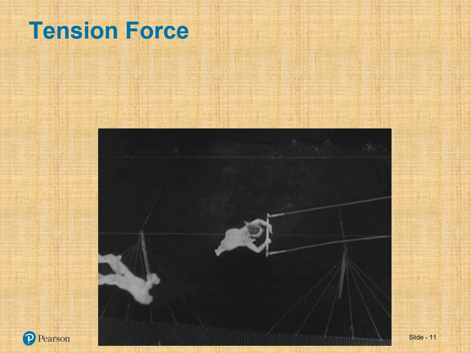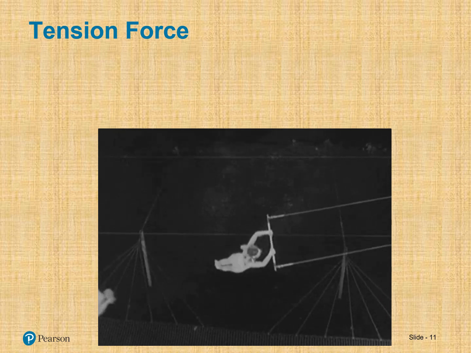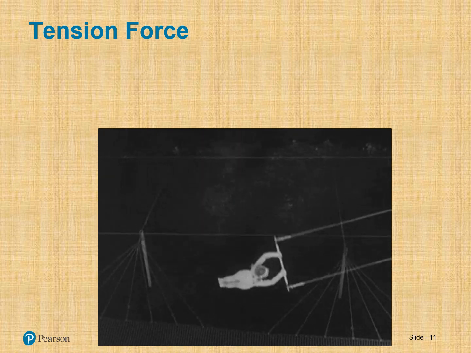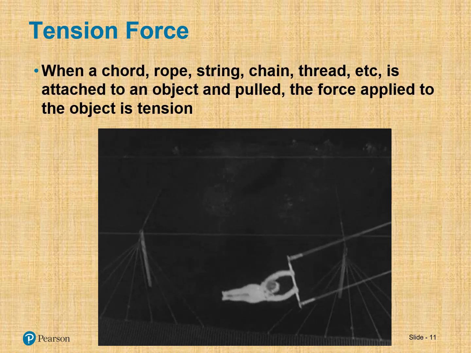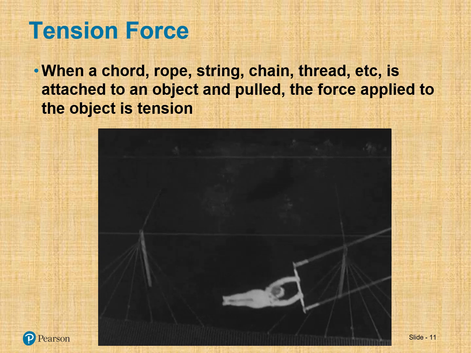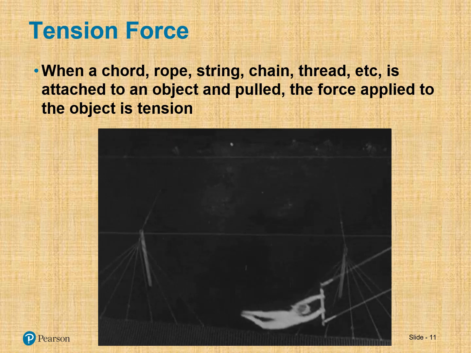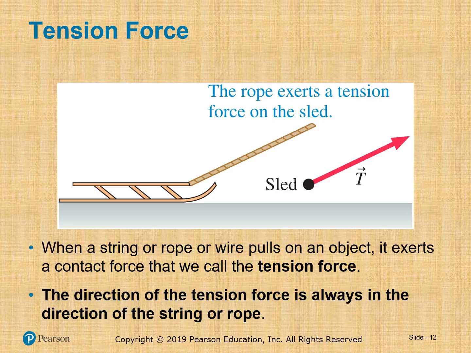So our next force, tension force. As she grabs that bar, you notice that it has two ropes or cords attached to the bar in an upward direction, keeping her up in the air. So when a cord, rope, string, chain, thread, etc. is attached to an object and it's pulled, the force applied to the object is tension. So tension is applied to our acrobat, and that's the force that is applied.